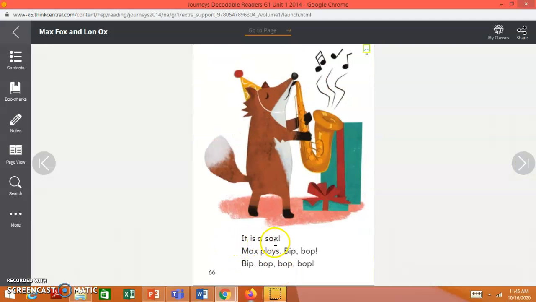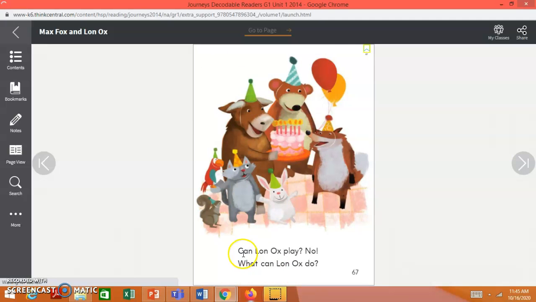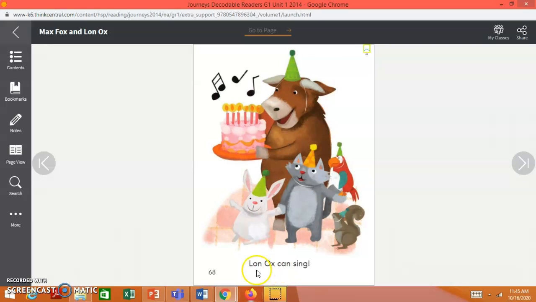It is a sax. Max plays. Bip, bop. Bip, bop, bop, bop. Can Lon Ox play? No. What can Lon Ox do? Lon Ox can sing. Oh, he's happy now.